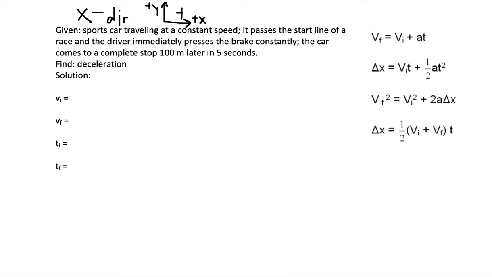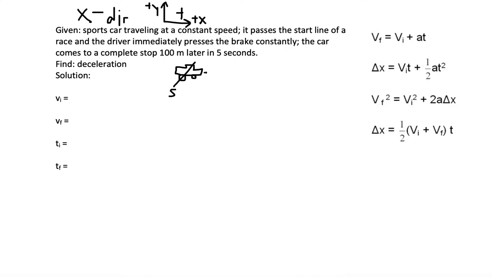We declare it. We're given a sports car traveling at constant speed. It passes the start line of a race and the driver immediately presses the brake constantly. The car comes to a complete stop 100 meters later, in 5 seconds. We want to find the deceleration. It's always a good idea to draw a picture. So here's our start line, and we have our car that passes the start line.